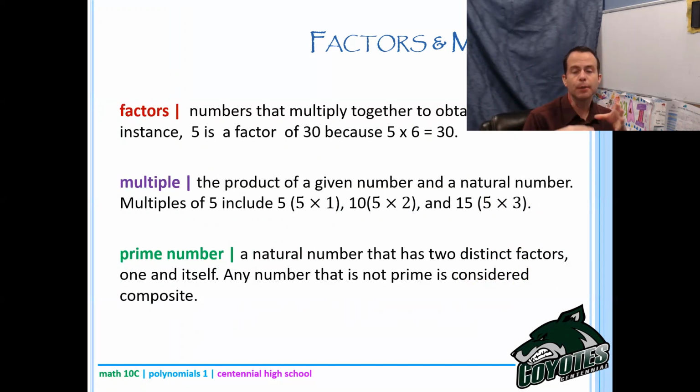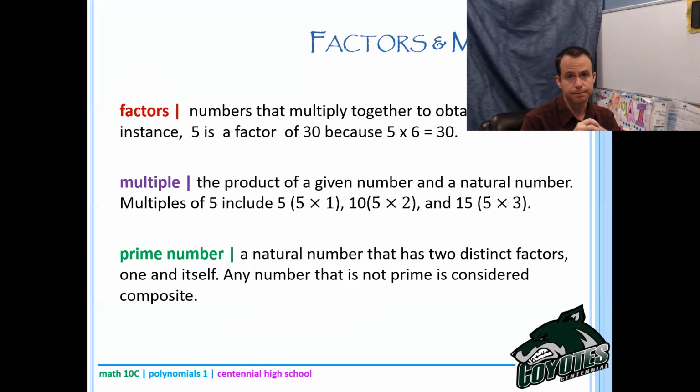Students get factors and multiples mixed up all the time. What you want to think about here is factors are always smaller than the original number that you were given, and multiples are always larger than the original number, because with multiples, you're taking the original number and multiplying it by something, okay? The one exception to that is the number itself. The number itself is actually both a factor and a multiple, okay? But other than that, factors will always be smaller than the original number, and multiples will always be larger than the original number, okay?